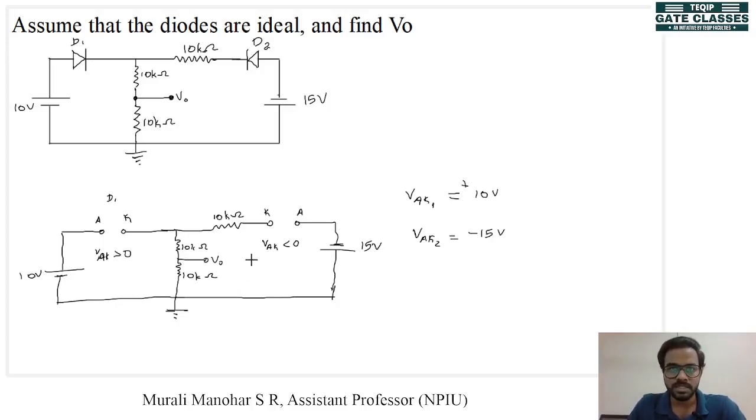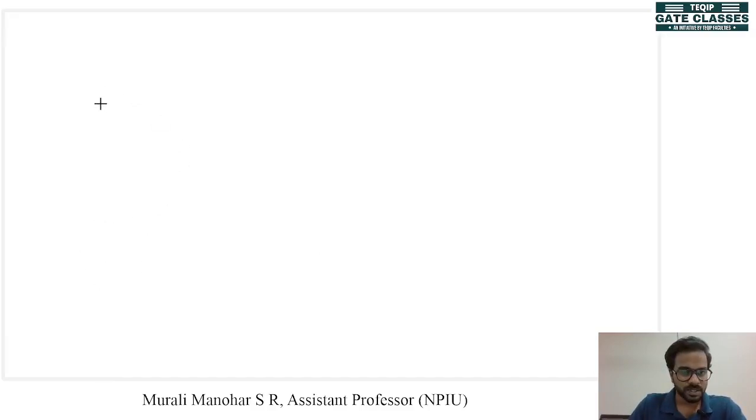What does that tell us? It tells us that diode D1 is forward biased and diode D2 is reverse biased, right? So in that case, the entire right part of the circuit is open, so we don't have to bother about it. And on the left part, diode D1 is forward biased and it is short circuited. Let me redraw the circuit. The circuit became like this.